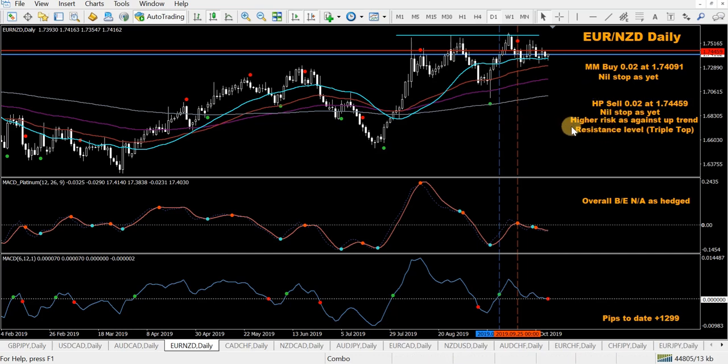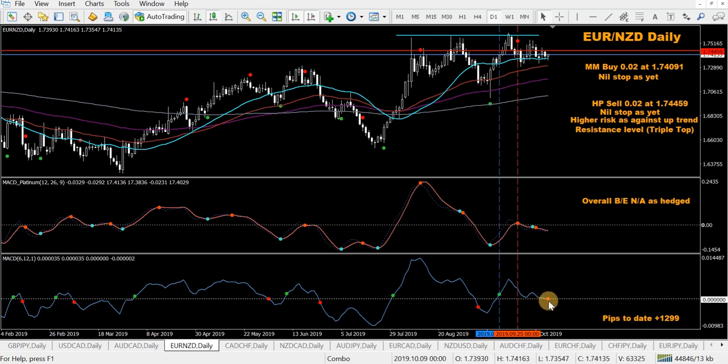You can see my notes. Sometimes I make notes about, like if you see a blue trend line like that, that normally means it's something I'm looking at that's got my attention. In this case, you could probably say triple top or a strong point of resistance level. You can see my notes here. So we're hedged, locked in. We're doing some good pips here at the moment.